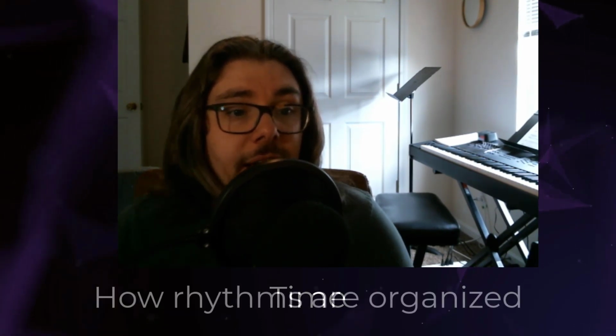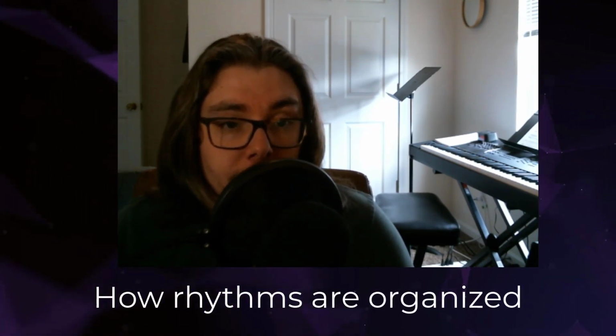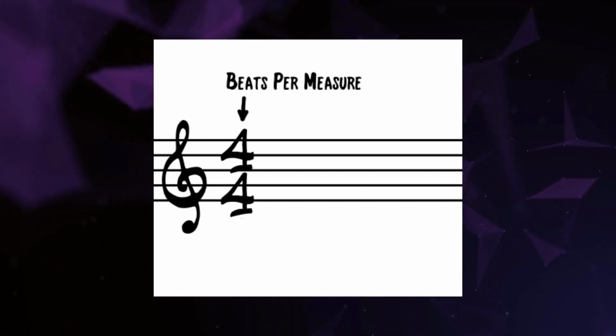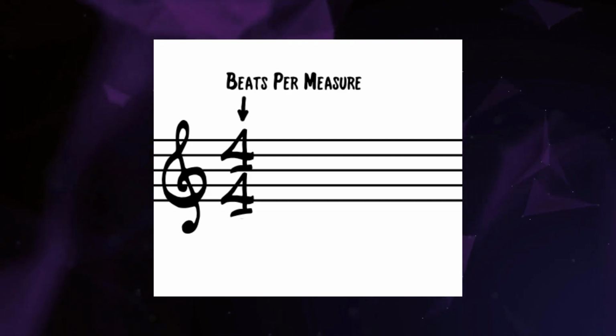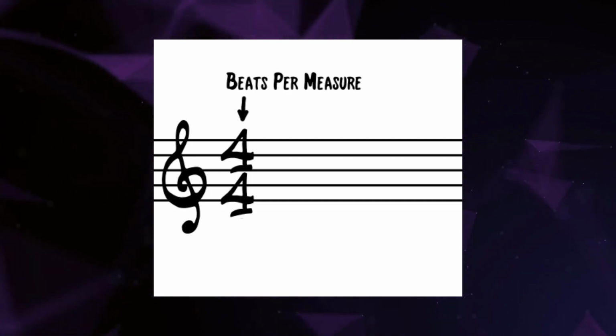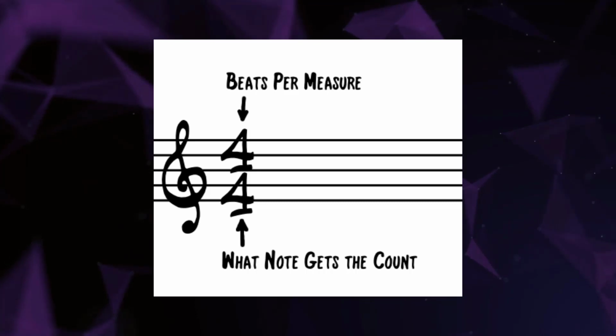Time is the concept of how rhythms are organized into a measure. The number on the top of the time signature indicates how many beats are in a measure. In 4/4 time, this indicates there are 4 beats in a measure. The bottom number tells us what type of note gets the beat.